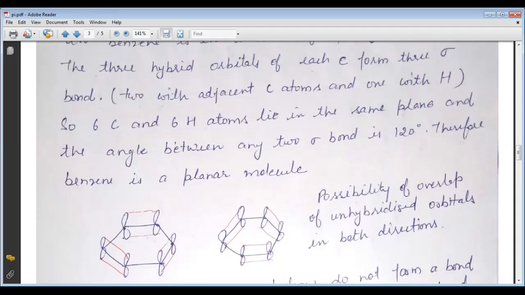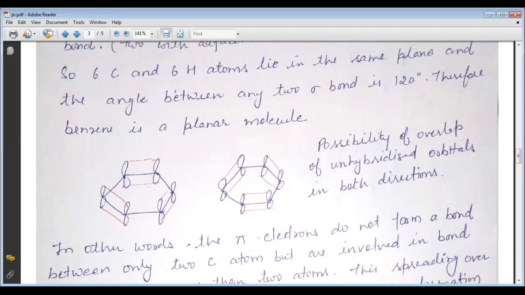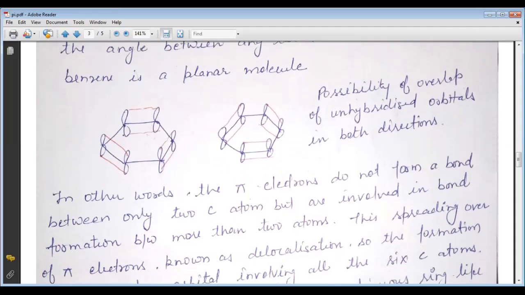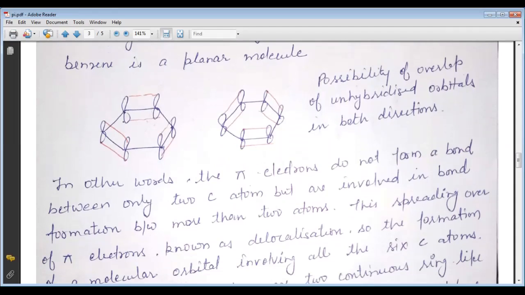Here is the structure of benzene in which we can represent the pi molecular orbital. There is a possibility of overlap of the unhybridized orbitals in both directions. We can represent it just like this. Here, this is the double bond. Again, that is the structure of benzene.